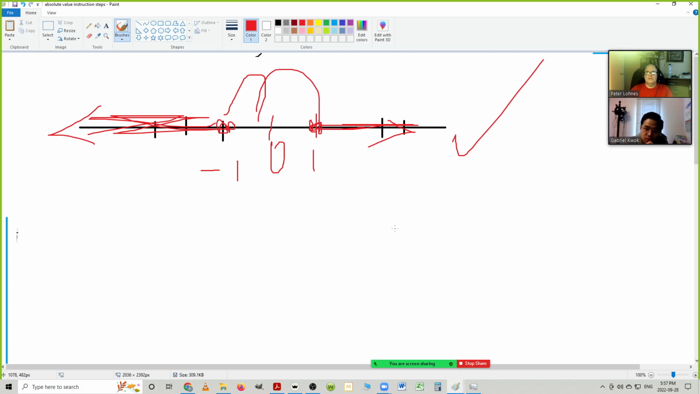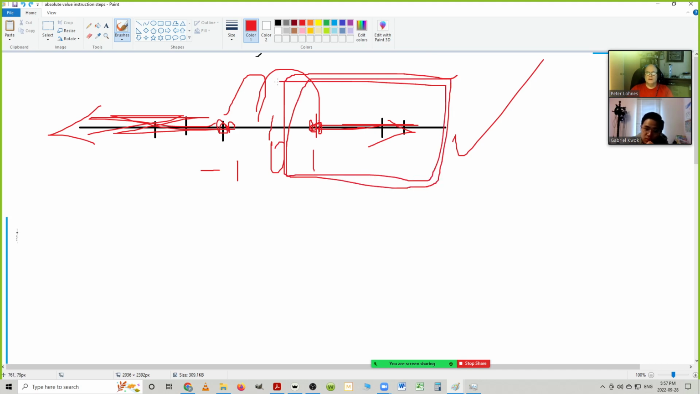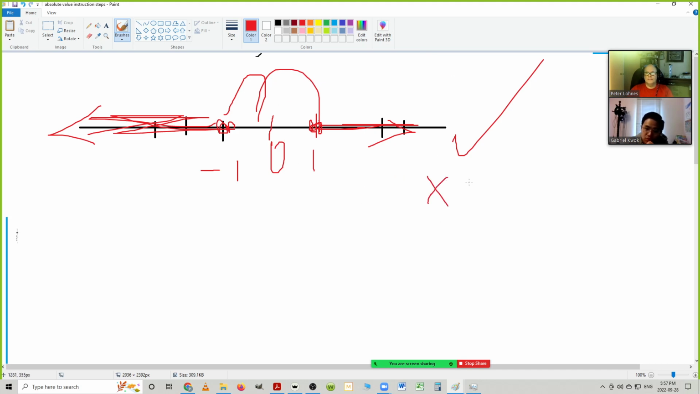Then you already have the two absolute values. I always said focus on the right side. Just focus on how to interpret this. So x is larger or equal to 1. Great. Now what do I do?